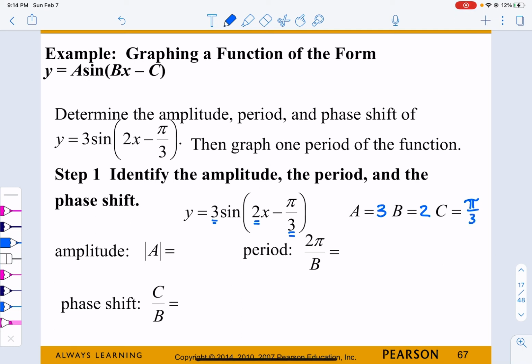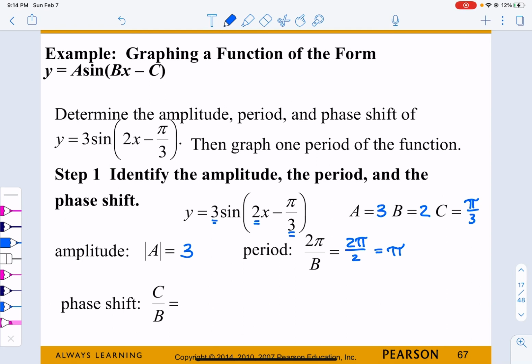So our amplitude, the absolute value of a, our a value is 3. So that means our amplitude is 3. That means the highest it goes to is 3 and the lowest it goes to is -3. The period is 2 pi divided by b. Well, our b value is 2. So if I take 2 pi and divide by 2, we end up with a period of pi.